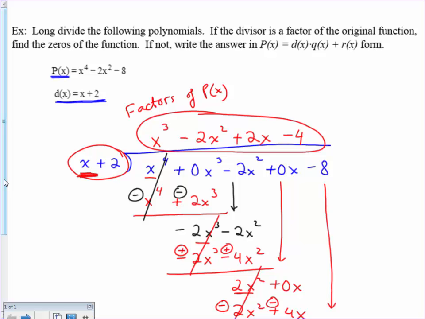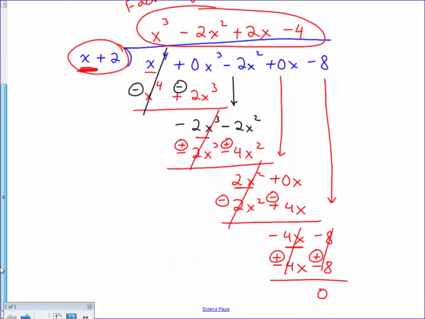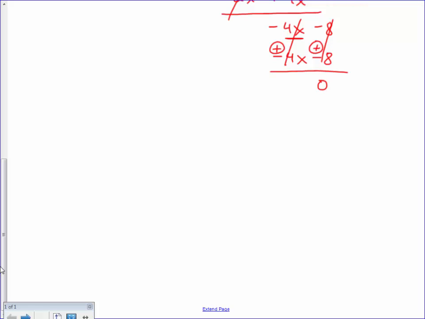Let me go ahead and write my answer down in the correct format. So basically here, p of x in this case will equal my divisor times my quotient. My remainder was 0, so I won't have that end piece. So let me come down here and let's write that down. So p of x equals, my divisor was x plus 2, and then the quotient that I got was x cubed minus 2x squared plus 2x minus 4.